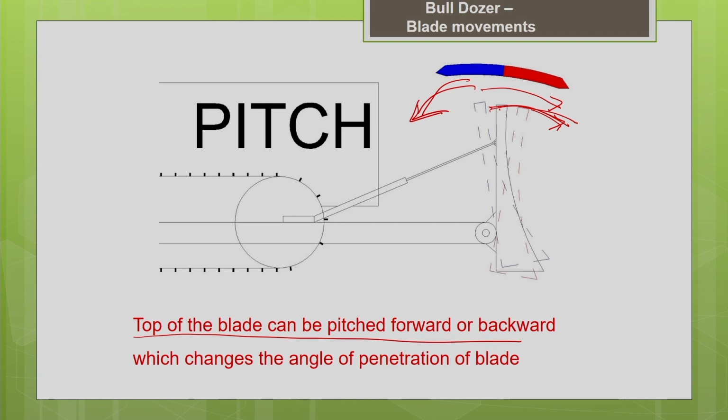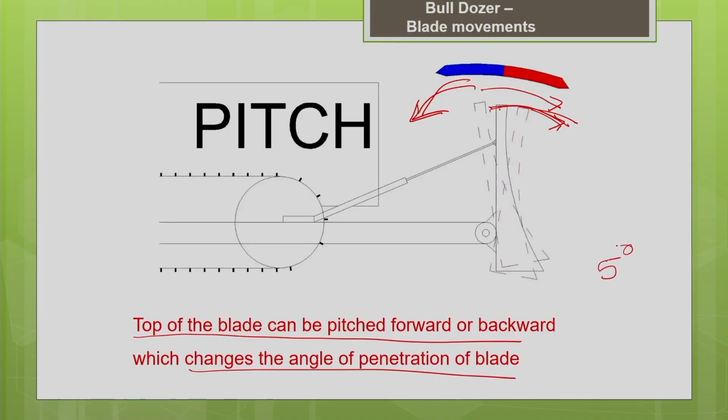By pitching it forward or backward, you can change the angle of attack or the depth of penetration of the blade into the soil. How much pitch is possible for a particular blade is defined by the manufacturer. In the specifications given by the manufacturer, say for example, it may be mentioned 5 degree. That means the maximum pitch possible with this blade is 5 degree.